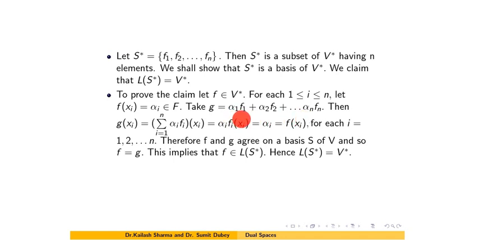Since g is a linear combination of elements f1, f2, and so on up to fn of V star, and V star is a vector space, therefore g is also an element of V star. And g at xi equals the sum over i from 1 to n of alpha i fi at xi, which is alpha i fi xi.